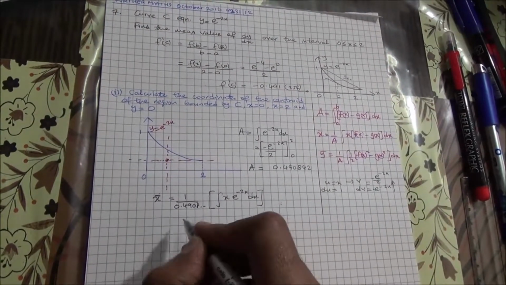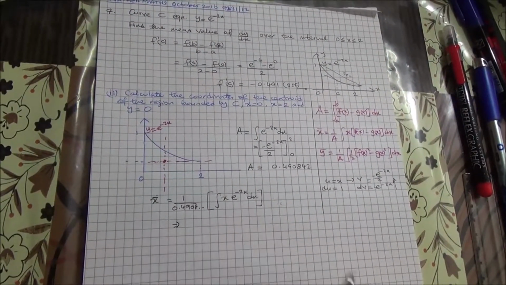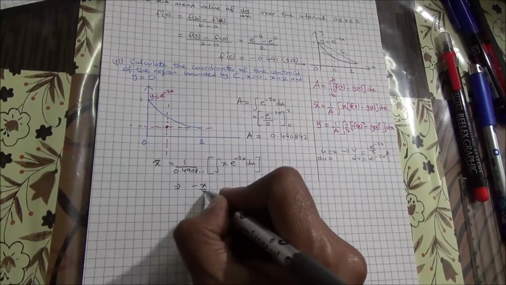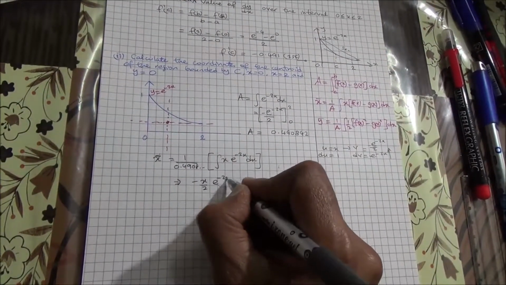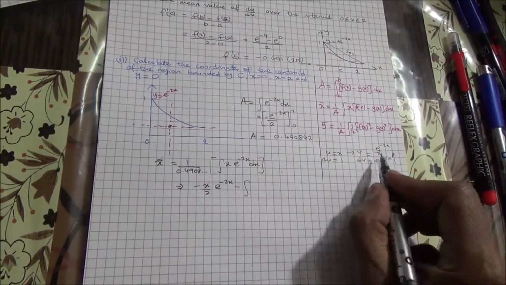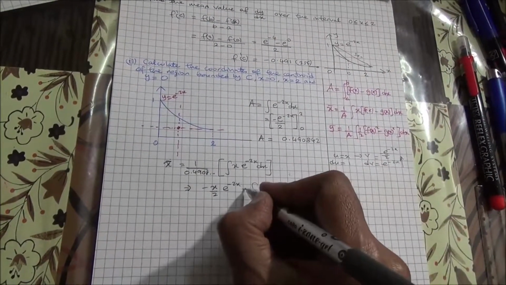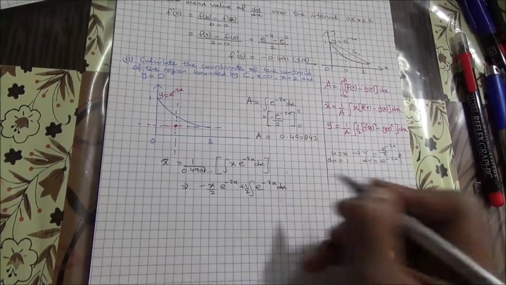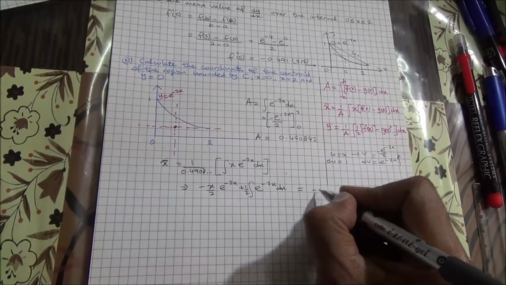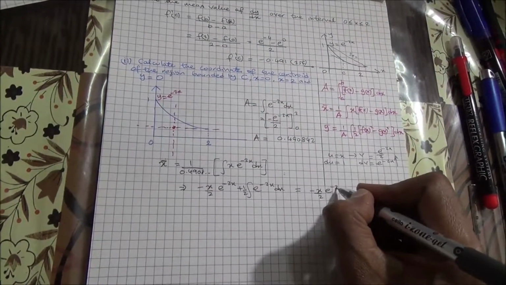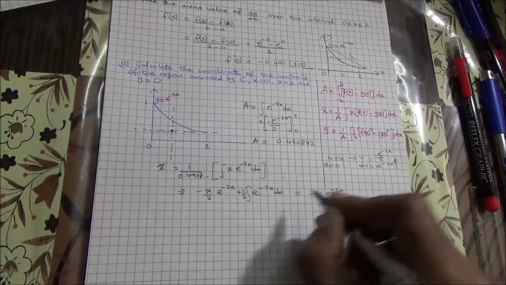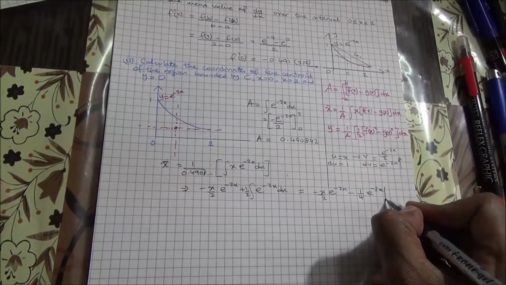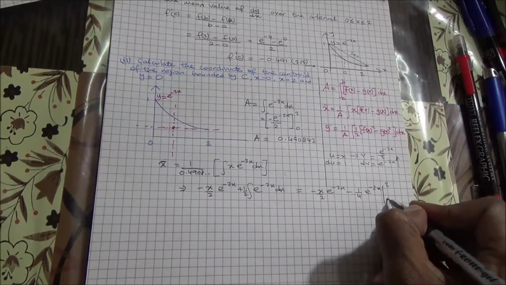So this is uv, and therefore uv is going to be minus x over 2 e to the minus 2x, minus the integral of v du. So minus half times 1, minus times minus becomes plus, and we have half times e to the minus 2x dx, and of course this is going to lead to minus x over 2 e to the minus 2x minus 1/4 e to the minus 2x, and the limits are 2 and 0.